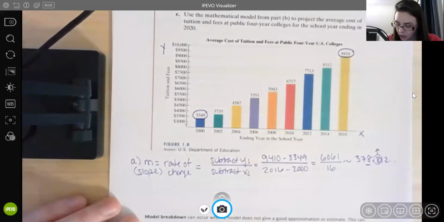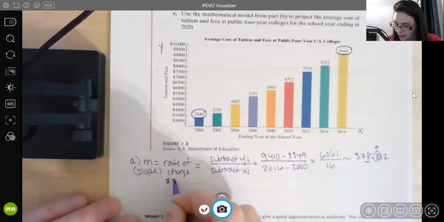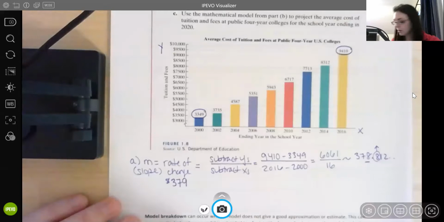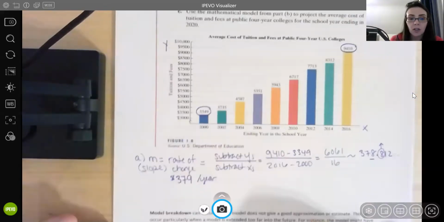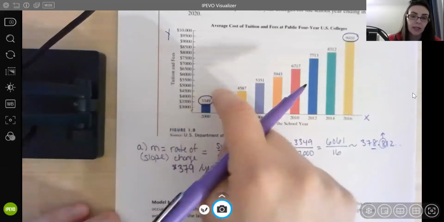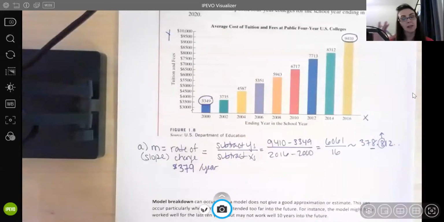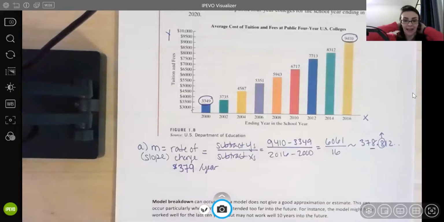And I see that it changes at a rate of about $379 per year. And again, it is an estimation because not every year is exactly 379, right? But we're looking at the starting and the end points and taking the average there. Not an average, I shouldn't say that, but an average rate of change because we are using subtraction.